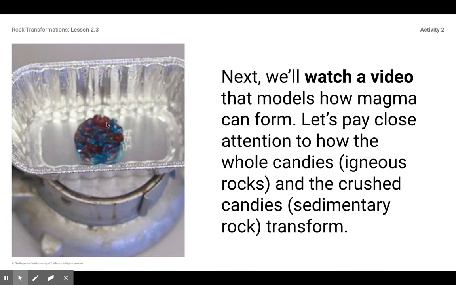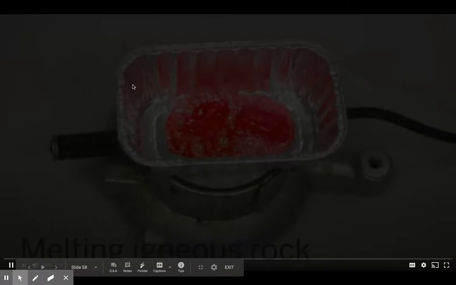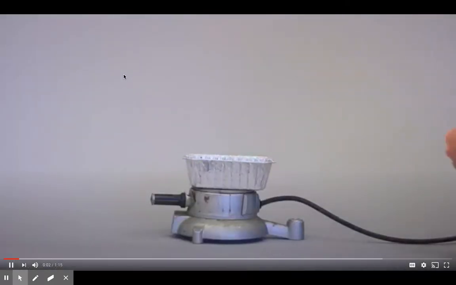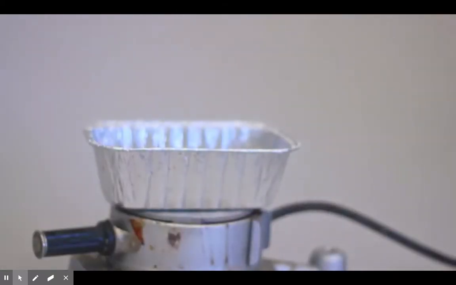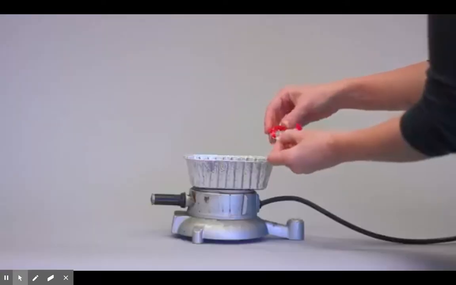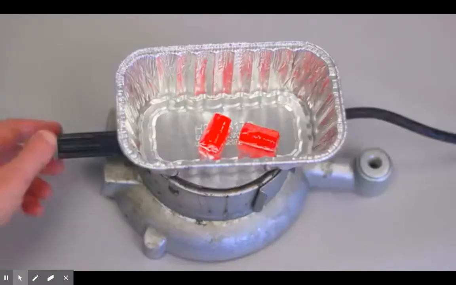This is an example picture that you see on your screen of the sedimentary rock that we formed from breaking different Jolly Ranchers up and squishing them and compacting them down to form those sediments into a sedimentary rock. What I want you to do is pay close attention to how a whole candy, which would be the igneous rock, not pictured there, as well as the crushed candies pictured there, can transform. Keep in mind, in this model, the energy that is causing the transformation will be coming from that hot plate. So it is coming from a heat source.